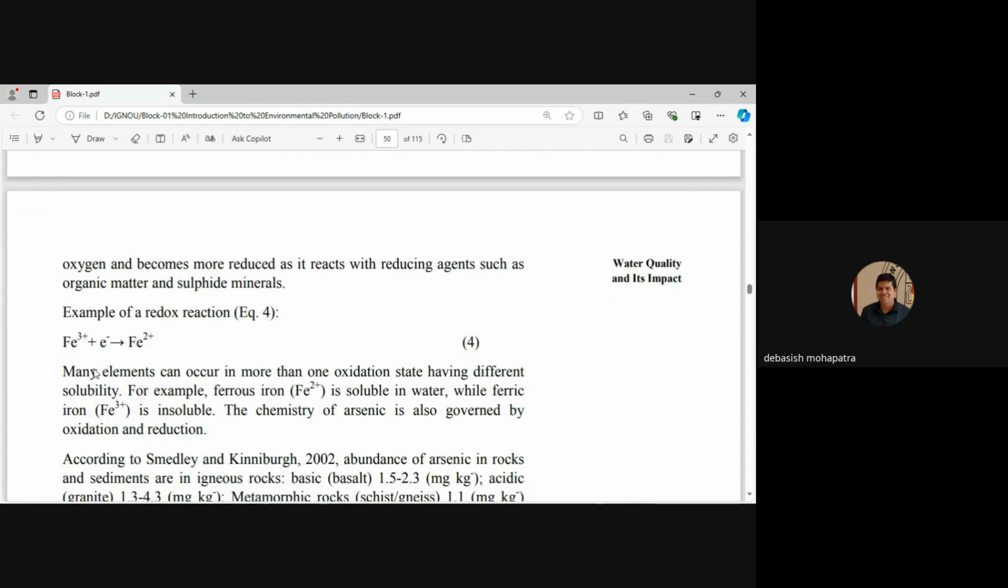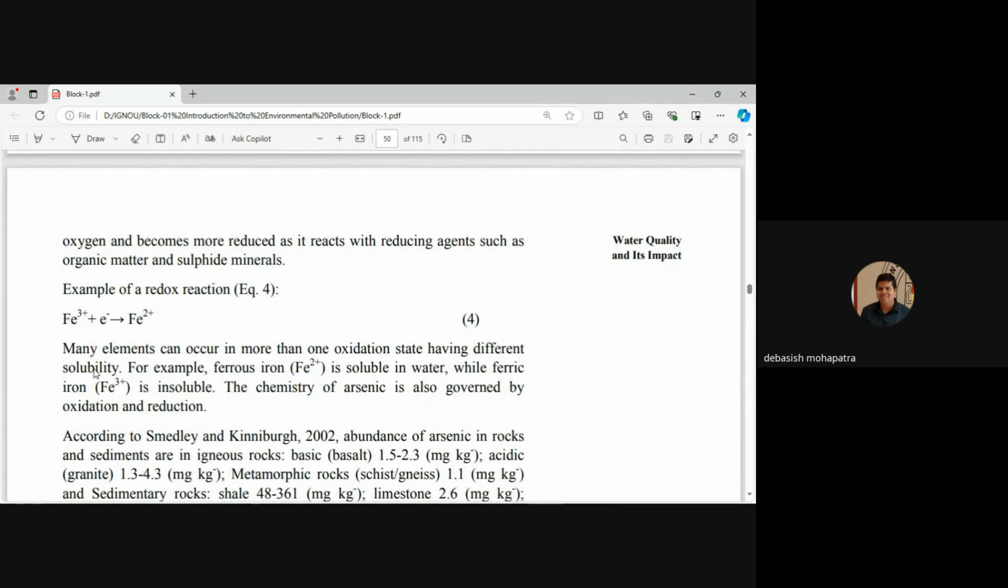Oxygen and becomes more reduced as it reacts with reducing agents such as organic matter and sulfide minerals. Many elements can occur in more than one oxidation state having different solubility. For example, ferrous iron is soluble in water while ferric iron is insoluble. The chemistry of arsenic is also governed by oxidation and reduction.